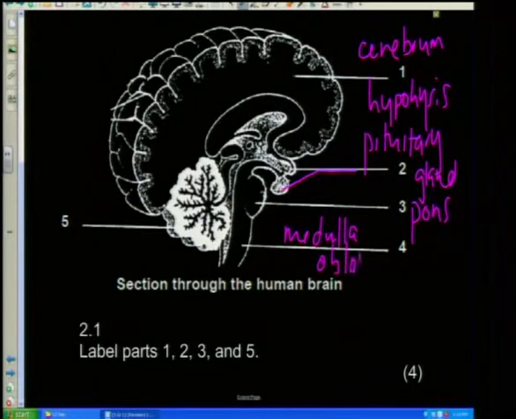oblongata. They did not ask for that label. I'm putting it in there. They asked for this one here at the back here. This is the cerebellum.